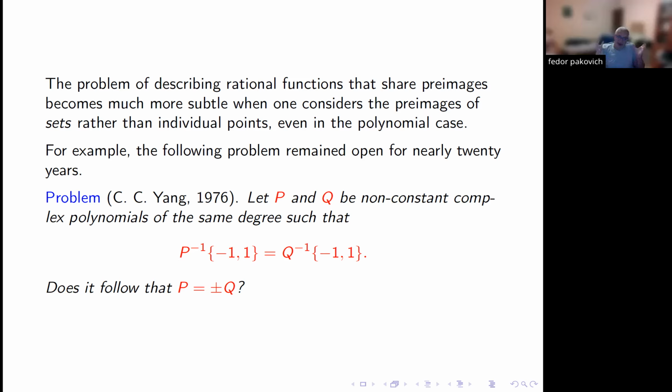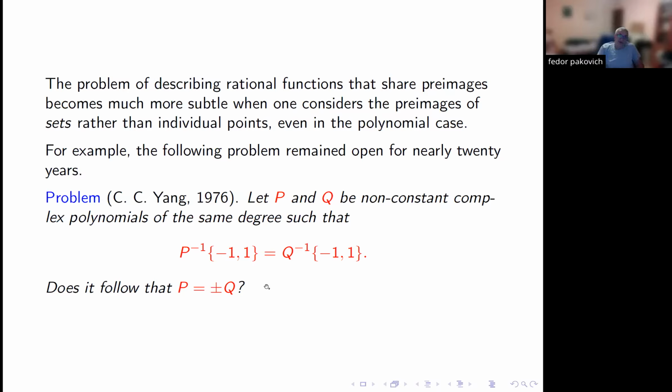So again, we consider this equation as a set-theoretic equation, meaning that we don't take into account multiplicities, or we don't know to which point in the preimage correspond which points. So we just take a 2-point set, consider the preimage, we obtain some set, and ask, is it true that such a condition implies such strong consequences?